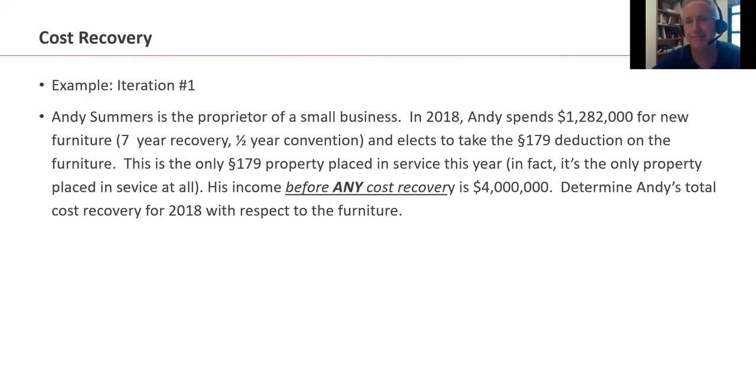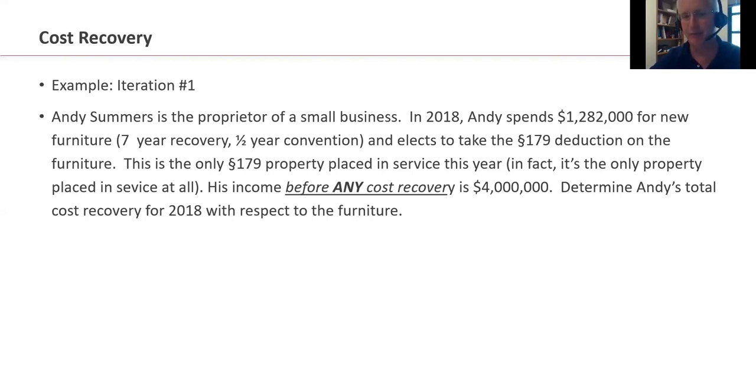Okay, we absolutely need to do examples of this. I'm going to do examples using 2018 rules. Andy Summers owns a small business. He spends $1.282 million for new furniture. 7-year, half-year convention. I'm just giving that to you. He elects to take 179 on the furniture. This is the only 179 property. And in fact, it's the only property at all, just to make it perfectly clear.